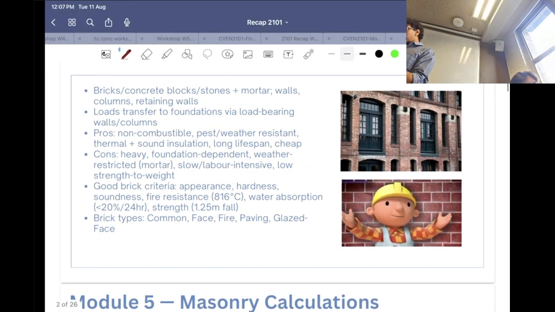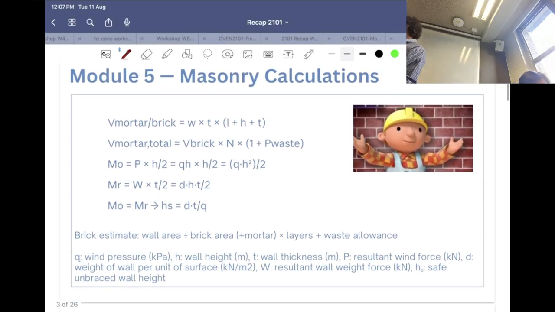Cool. Common bricks are common, face, fire, paving, glazed, faced. Some of them are aesthetic. Some of them are for purposes. So like for your fireplaces, you'll be using fire bricks.